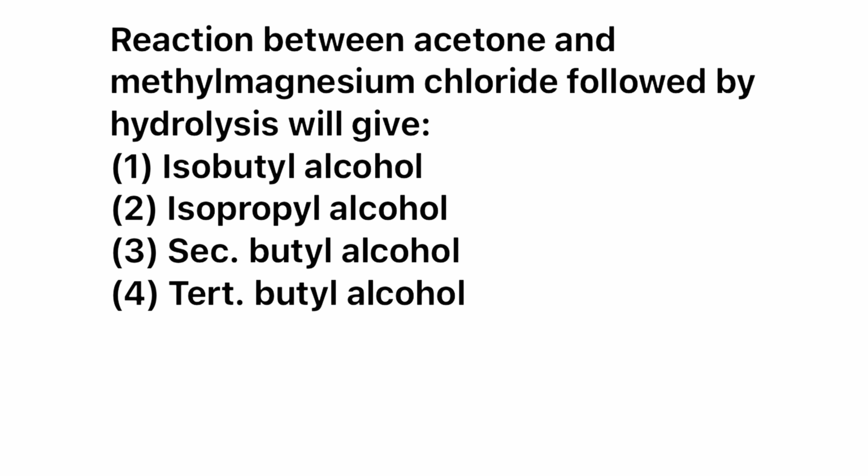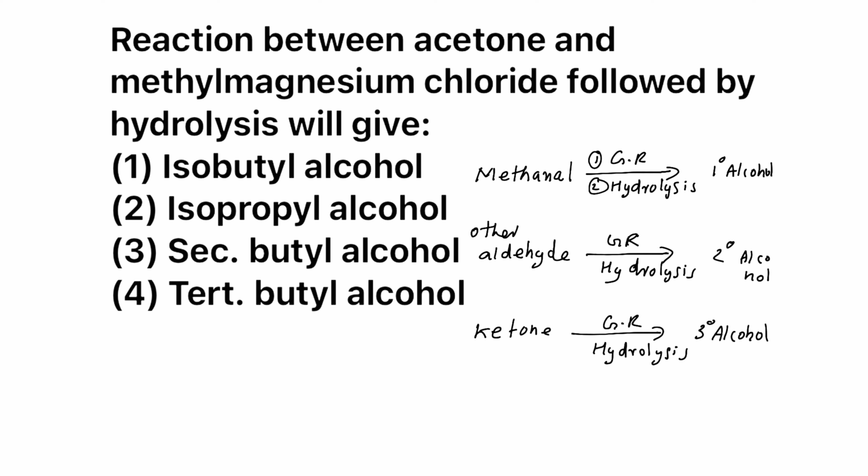Reaction between acetone and methyl magnesium chloride followed by hydrolysis will give. For doing this question, you must know this hint. Methanal adding with Grignard reagent and hydrolysis, you will get primary alcohol. Other aldehydes, other than methanal, adding Grignard reagent and hydrolysis, you will get secondary alcohol. And ketone, here we are dealing with ketone, right? Adding Grignard reagent and hydrolysis, you are going to get tertiary alcohol.